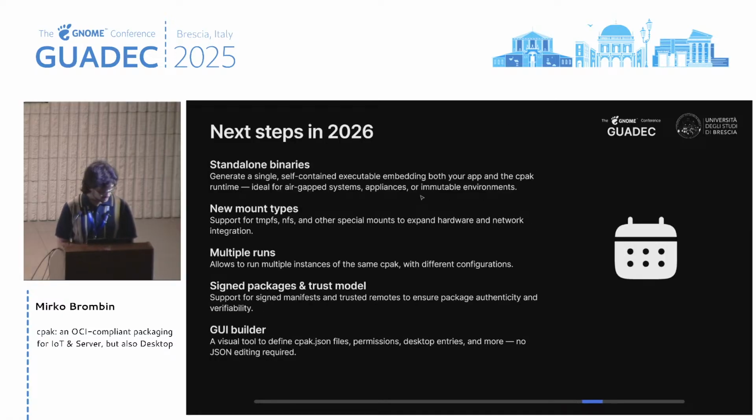Okay, now that I see this slide, I think I'm rushing a lot, but I already said it. The next steps for 2026 are mainly 5 points. The first one is the ability to generate standalone binaries. So there are scenarios when you don't have access to internet and you want to install that cpak inside an embedded device or your computer, for example.